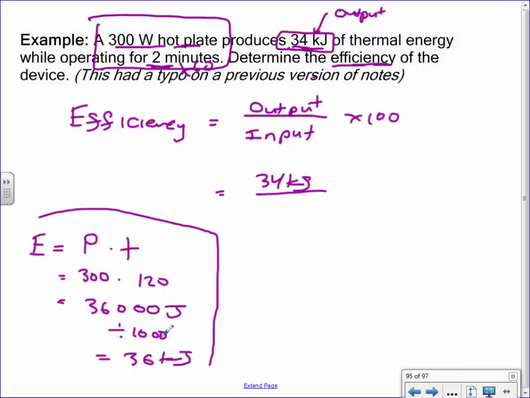So here's the scenario. You are going to pay for using 36 kilojoules. But the hot plate only gave you back 34 kilojoules. Was this 100% efficient? Well, no, it wasted some energy. But hopefully we can calculate its efficiency.